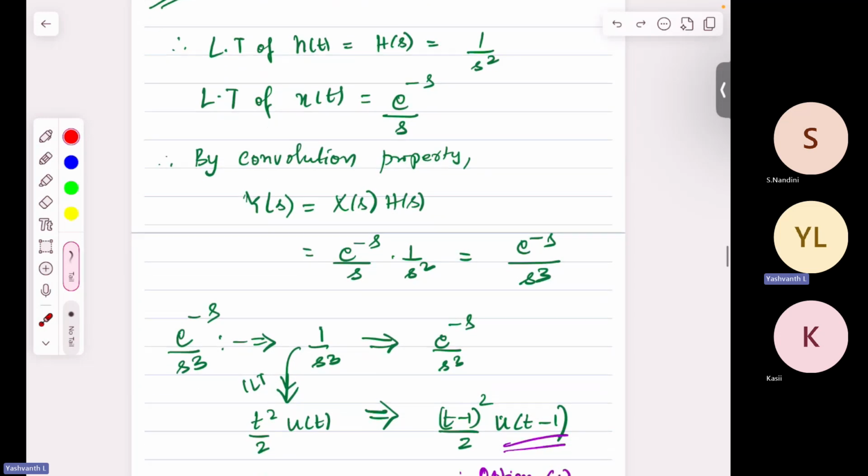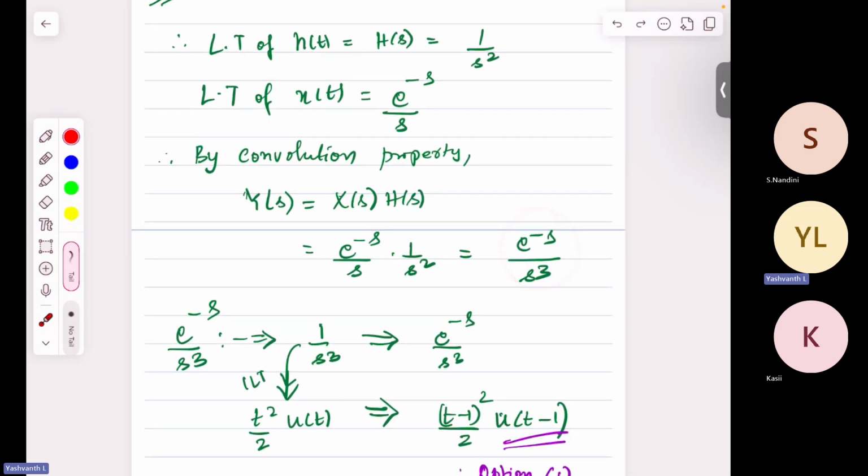Now, see how we obtained e power minus s by s cube. You first take 1 by s cube and then multiply it with e power minus s, so that you get e power minus s by s cube. But what is the inverse Laplace transform of 1 by s cube? This is also a question we had solved in class. We solved for general 1 by s power n.